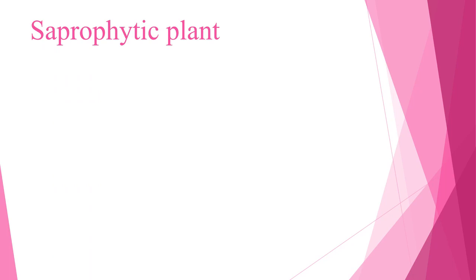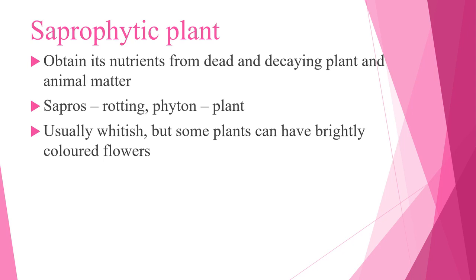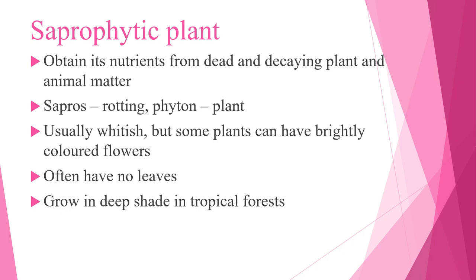Saprophytic plant. Sapros means rotting, phyton means plant. A saprophytic plant is a plant which obtains its nutrients from dead and decaying plant and animal matter. If you see saprophytic plants, they are generally whitish in color. They will not be brightly colored, though some plants will be. They have no leaves, so they grow in deep shade in tropical forests.